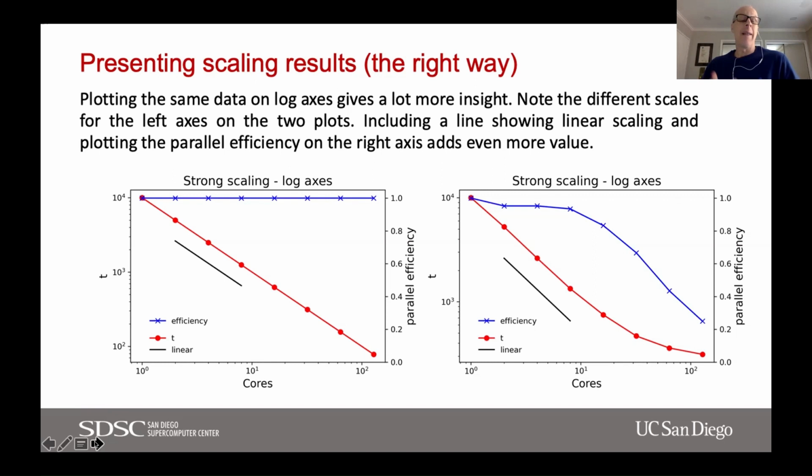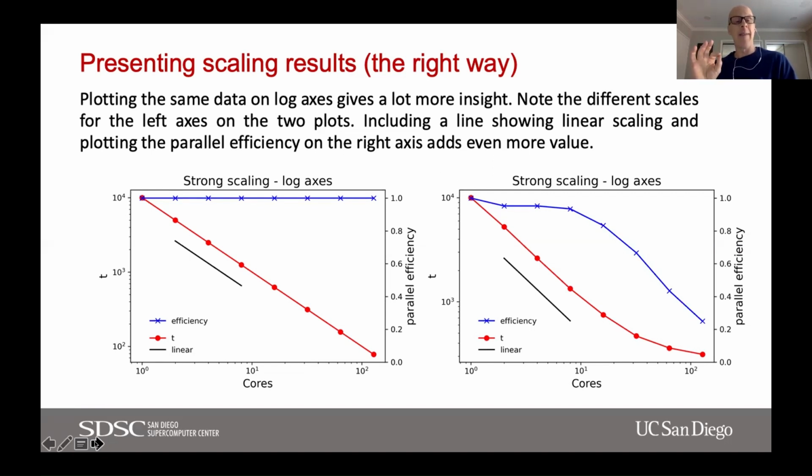So now, again, these are the same data sets that I showed on the previous slide, but note the different scales for the left axes on the two plots. I've also included a line, that short black line, showing linear scaling and plotting the parallel efficiency on the right axis. So in this case, for a perfectly scaling code, which I show on the left, we'll see that the efficiency is going to be pegged out at 1.